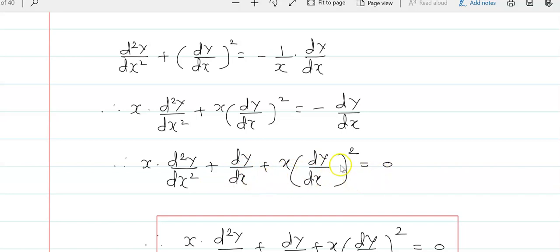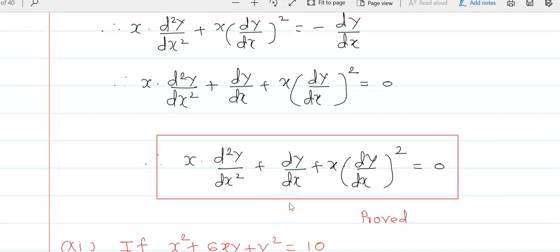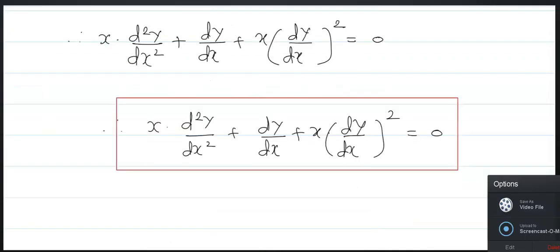Now from this term we can take y1 as common, then in bracket you will get 1 plus x into y1, bracket complete, into y1. In this form we have the answer. We can write it. Or you may write it in this manner also, doesn't matter. Now next example.